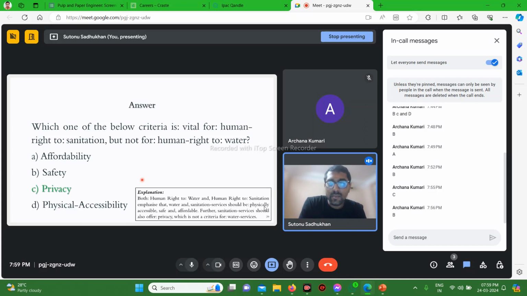So privacy is related to the human right to sanitation, but not to the human right to water. You mentioned safety, right? Safety is required for both, because in the human right to water, the water that you will be using, be it for household purposes or for drinking, must be safe. So no pathogen, virus, or harmful chemical must be present in the water.